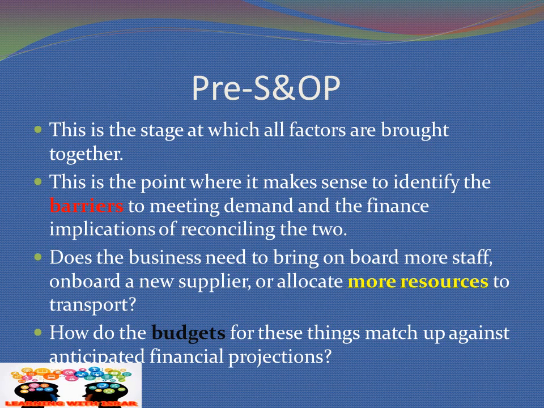Does the business need to bring on board more staff, a new supplier, or allocate more resources to transport? Basically we will see what kind of things we need. How does the budget for these things match up against the anticipated financial projections? We can also do a cost-revenue analysis per expenditure, and look at the cash flow we will need to meet all these requirements of a sales and operation plan.